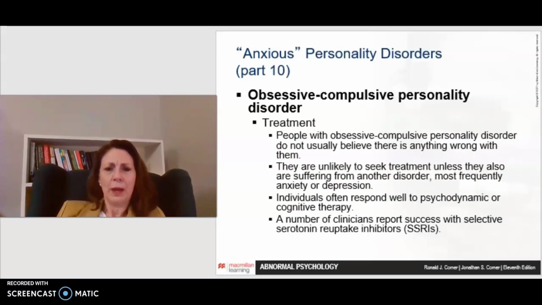Treatment involves difficulty because most people don't believe there's anything actually wrong with them in this problem. They are unlikely to seek treatment unless they are also suffering from something like anxiety or depression. Individuals do, however, respond well to psychodynamic or cognitive therapies, and a number of clinicians report success with drugs such as selective serotonin reuptake inhibitors.